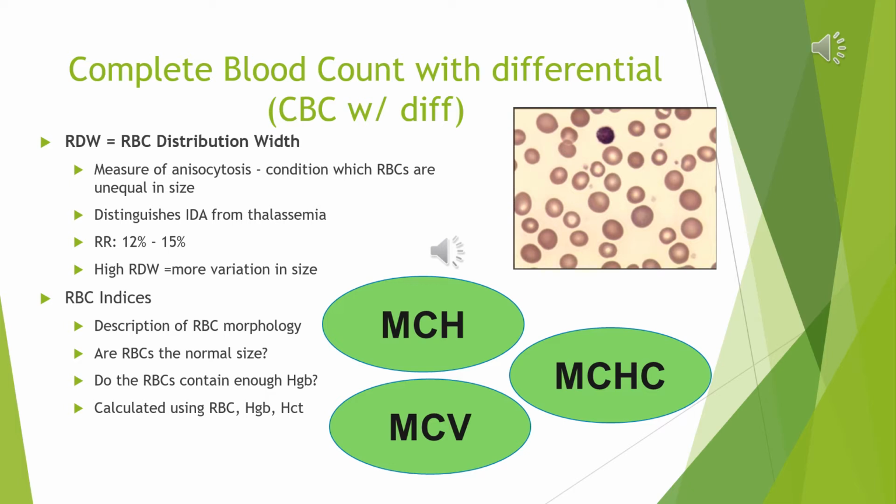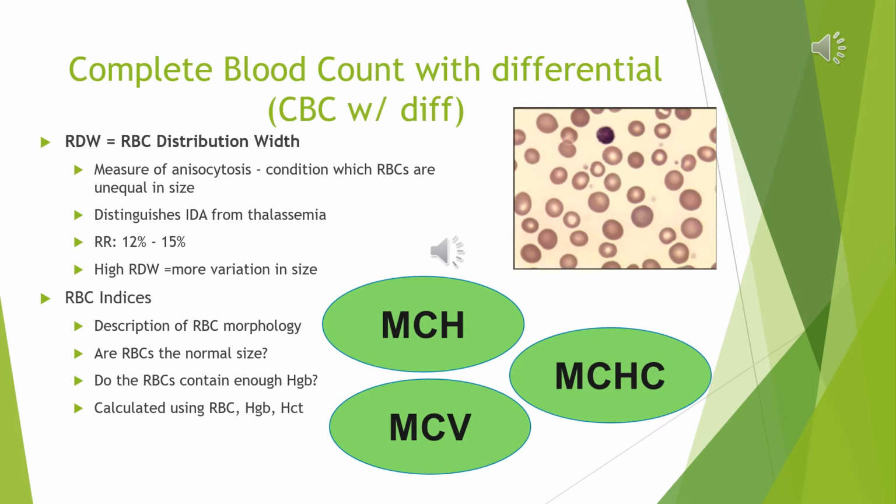All right, moving right along, the RDW is the red blood cell distribution width. It's the measure of anisocytosis, which is a condition that causes red blood cells to be unequal in size. It can help you distinguish between iron deficiency anemia and thalassemia. You've got a reference range, and a high RDW basically indicates you've got more variation in size.